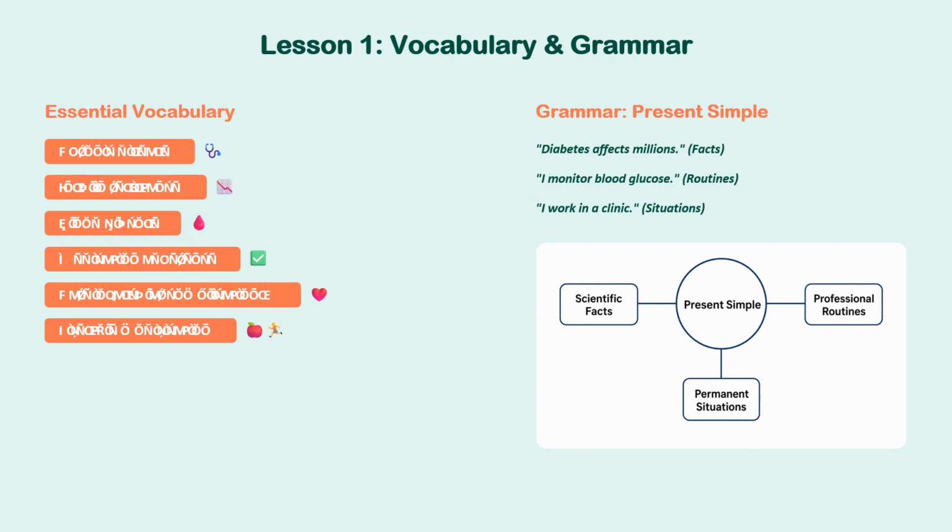We also reviewed the present simple, a crucial tense for describing scientific facts, professional routines, and permanent situations. Remember, for scientific facts, diabetes affects millions of people worldwide. For your routines, I treat patients with diabetes, or I monitor blood glucose levels regularly. For permanent situations, I work in a private clinic.